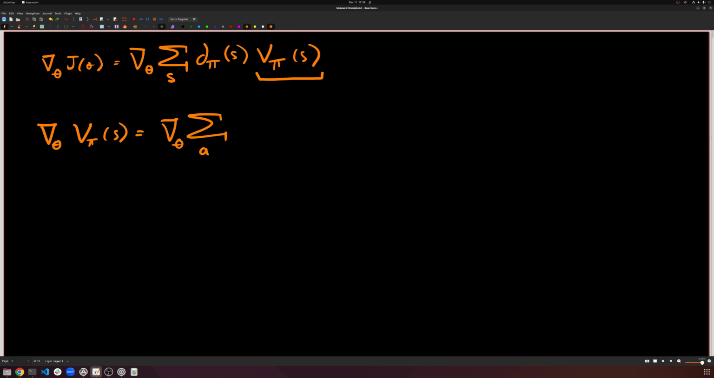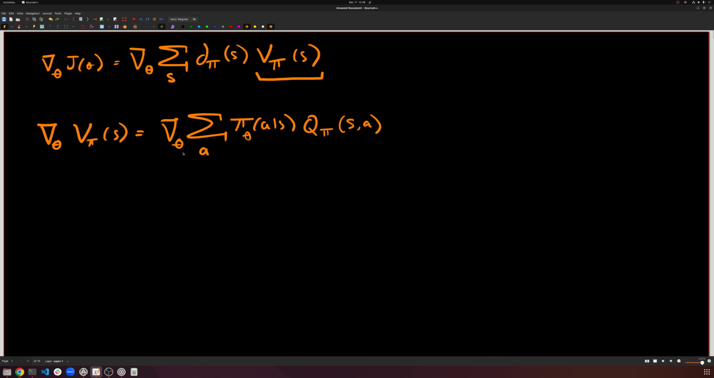The value can be written as the sum over the actions of the probability of taking some action at some state. This is determined by the policy, so it's the neural network. And then Q pi of s, a, right? So there we go, state action. Good. So that's our first step.